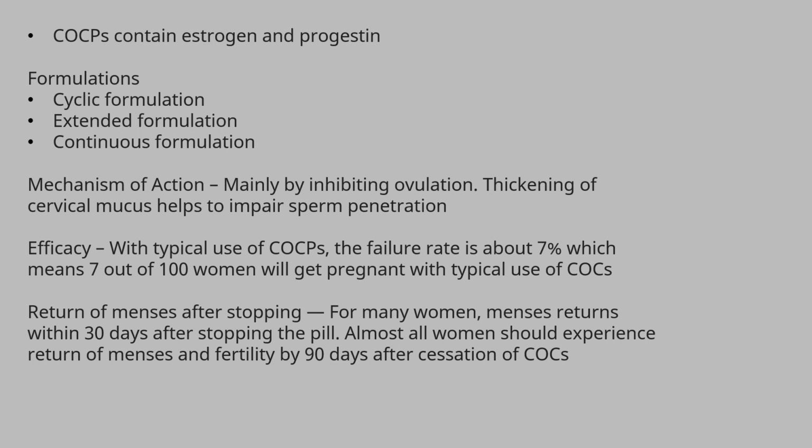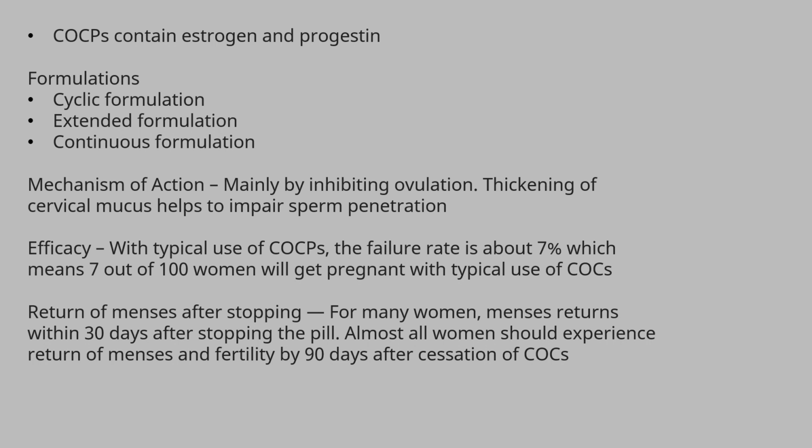The most common formulation that we use is the cyclic formulation, which comprises of 28 tablets, and you have 21 active pills and 7 hormone-free pills. The active pills are the ones that contain the 2 hormones. Patients that use the cyclic formulation usually would have their menses every month. For the extended formulation, patients usually see their menses once every 3 months, whereas patients that make use of the continuous formulation have their menses once a year.